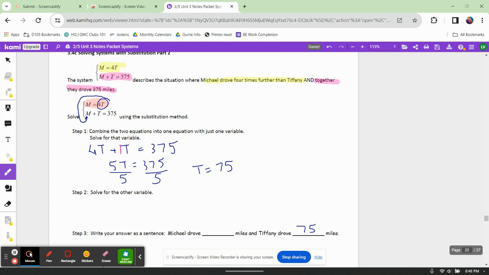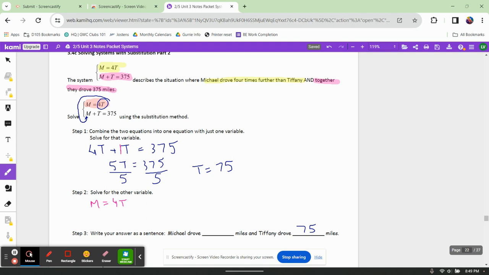Now we need to solve for our other variable, our m, to figure out how far Michael has driven. Now it's up to you on which equation you want to use. So you can either use the first one or the second one. I'm going to choose the first. M equals 4t. You could have chosen m plus t equals 375.